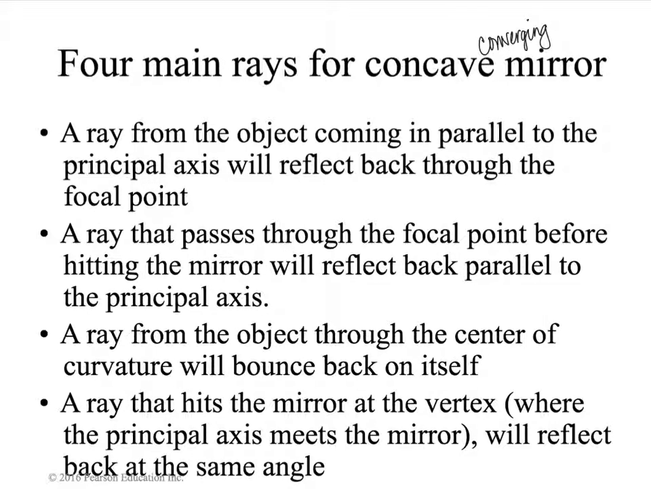Those two rays are sort of opposite of each other. The third ray comes from the object and passes through the center of curvature. That one bounces right back on itself. And the last one that we can look at is a ray that hits the mirror at the vertex. When that one reflects, it is just going to go back at the same angle.